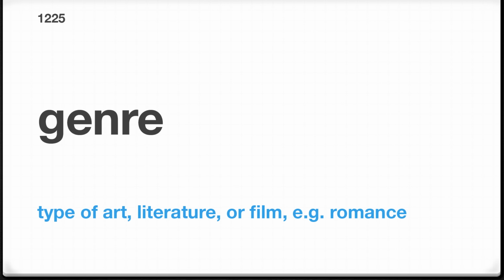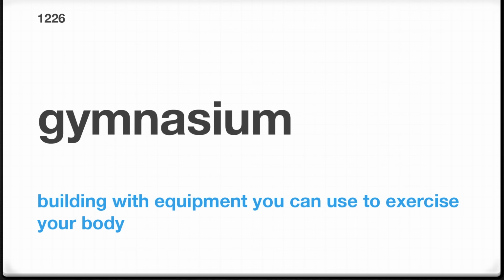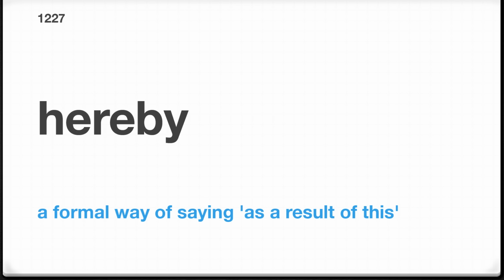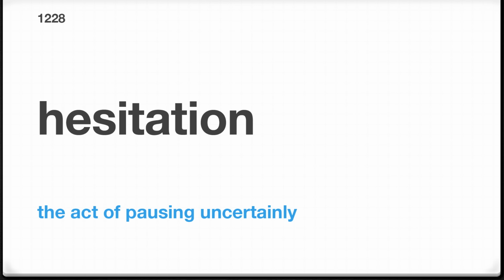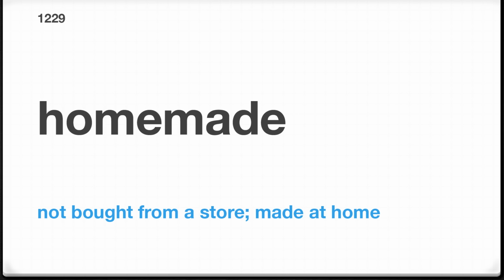Type of art, literature, or film, for example, romance. Genre. Building with equipment you can use to exercise your body. Gymnasium. A formal way of saying as a result of this. Hereby. The act of pausing uncertainly. Hesitation. Not bought from a store, made at home. Homemade.